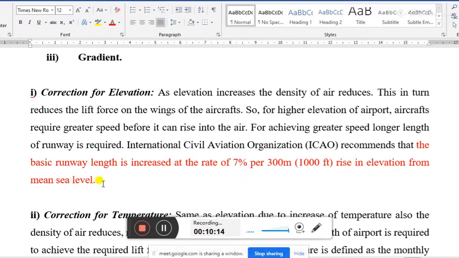That means for the first 300-meter rise, if the elevation of an airport area is 300 meter, then obviously 7% will be increased on x. That means 107 by 100, that means 1.07x will be the required length of runway for 300-meter elevation. And after that, obviously, we have to calculate for each 300 meter with 7% increment of length. This is the prescribed equation or prescribed formula for increment for elevation.